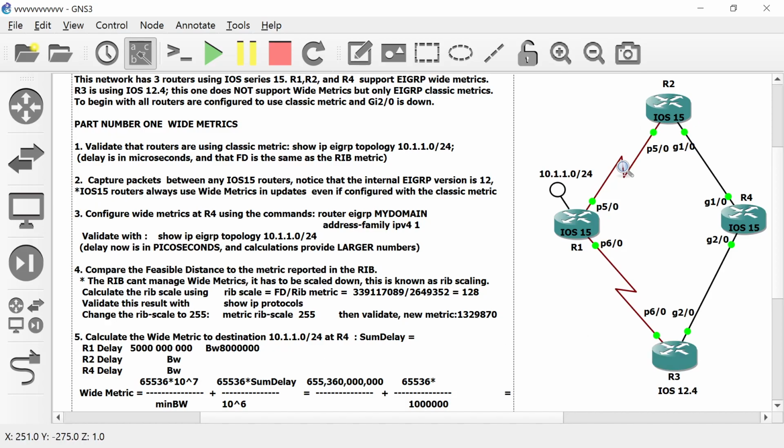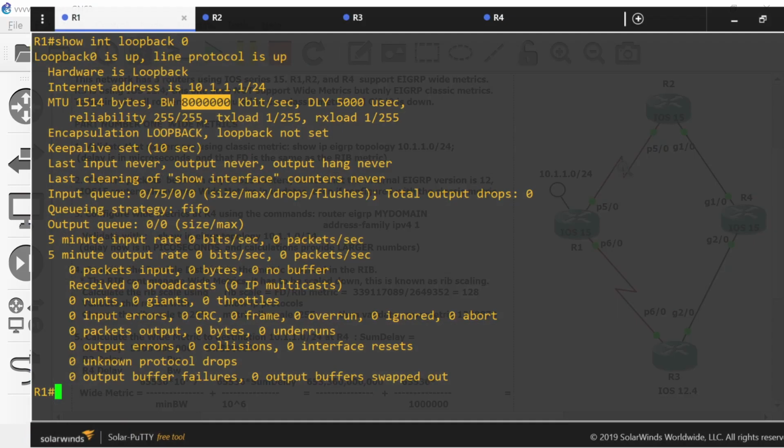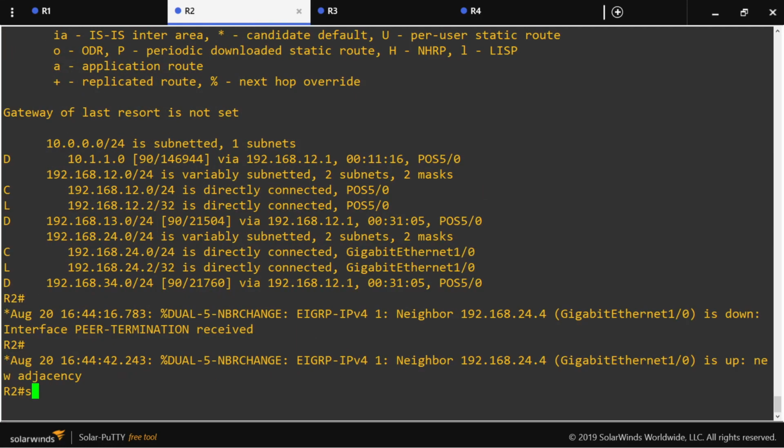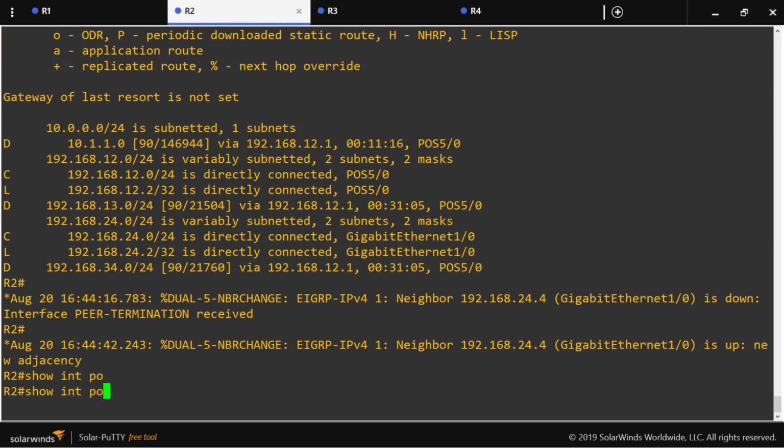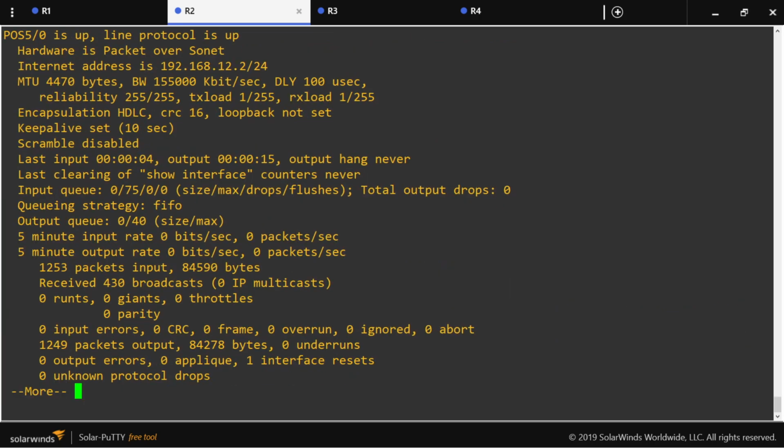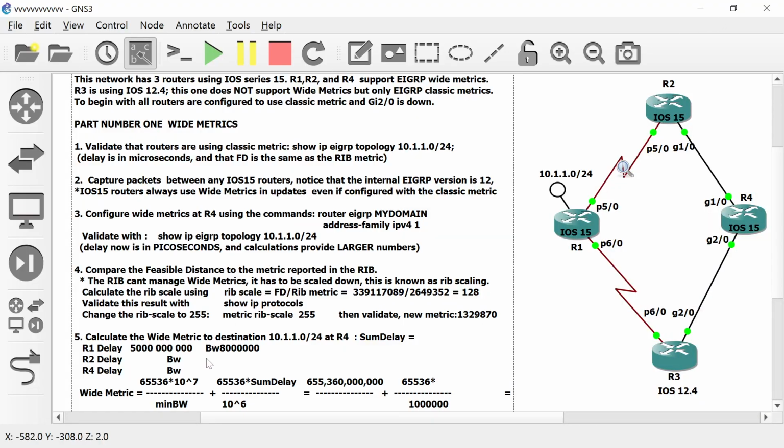So let's go to router 2 and do the same with interface 50. This is the bandwidth, and the delay is 100 microseconds. So this is the bandwidth. It's 100 picoseconds. So let's go to router 4 and do the same.